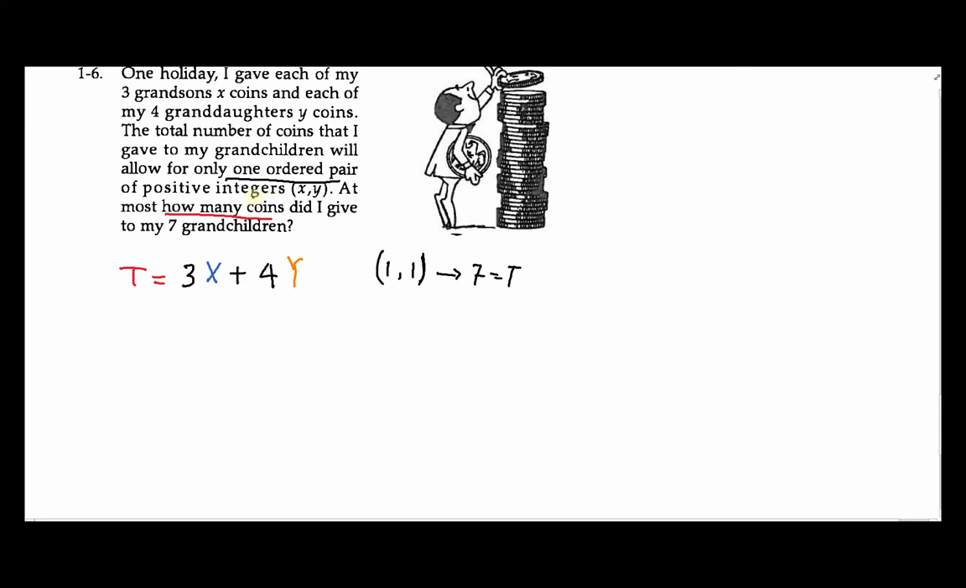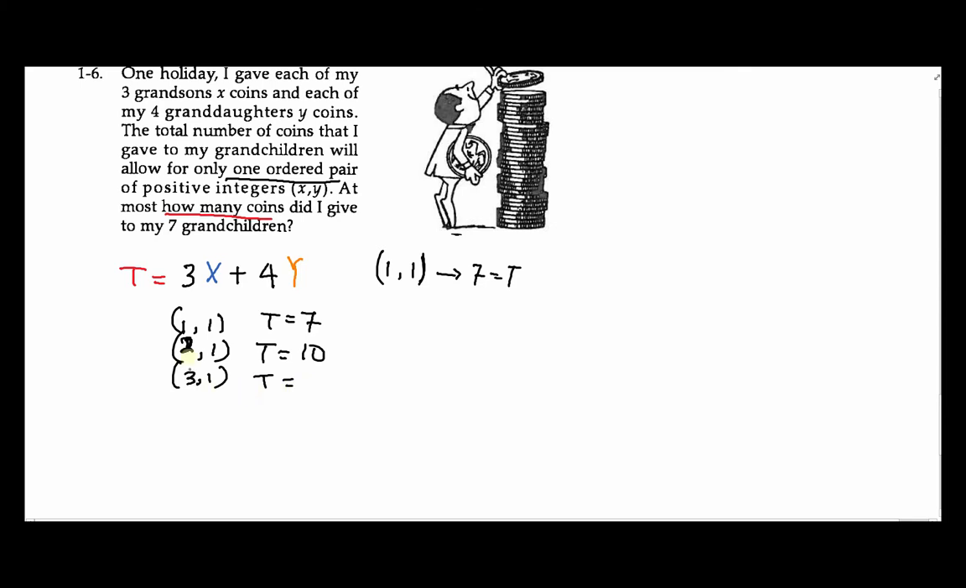To do that, I can try a few more. For the easiest example, I can have 1, 1, which I did, and then 2, 1. So say I give 2 to the boys, the grandsons, and 1 to each girl. Then I get a total of 2 times 3, 6, plus 4, you get 10. And this is what they're talking about, X and Y being the only solution, meaning this ordered pair being the only solution.